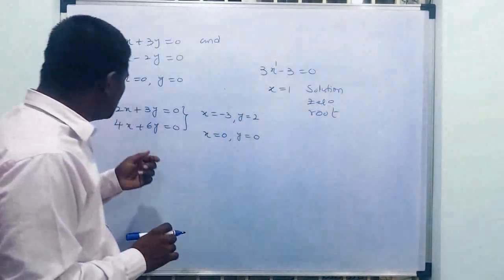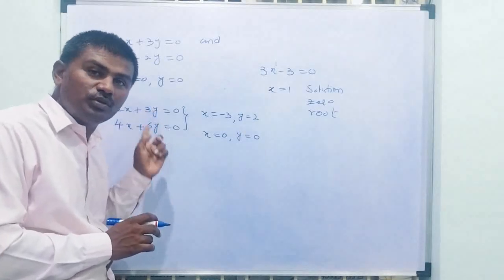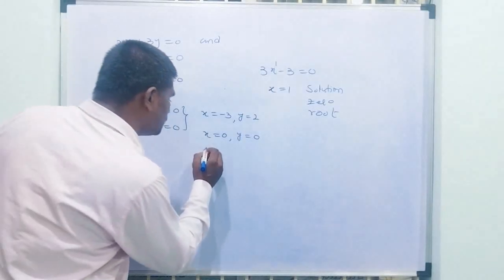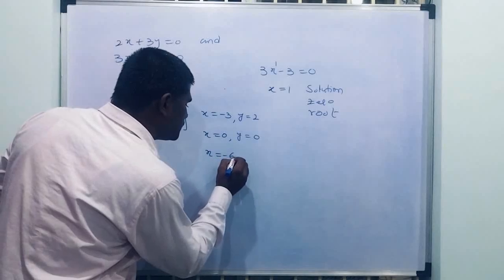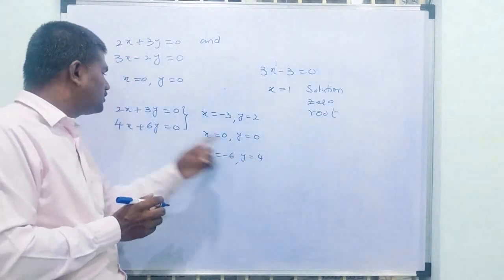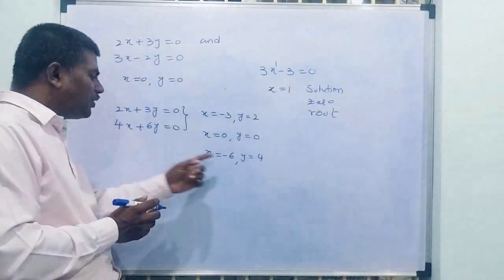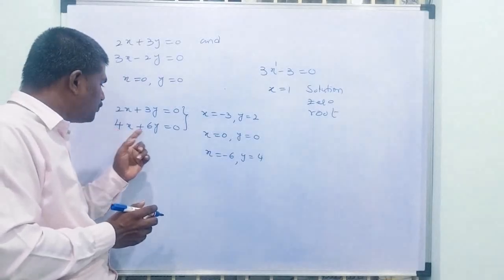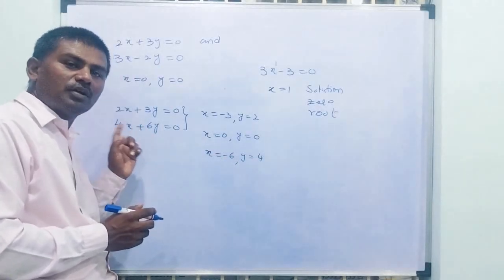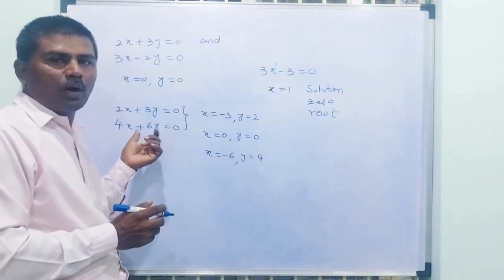Now you can notice that minus 3 comma 2 is also a solution for these two equations, and also observe x equal to minus 6, y is equal to 4. Minus 6 into 2 is minus 12, 3 into 4 is plus 12. Minus 12 plus 12 is equal to 0, and 4 into minus 6 is minus 24, 6 into 4 is plus 24. 24 minus 24 is equal to 0. That means this is also one more solution.